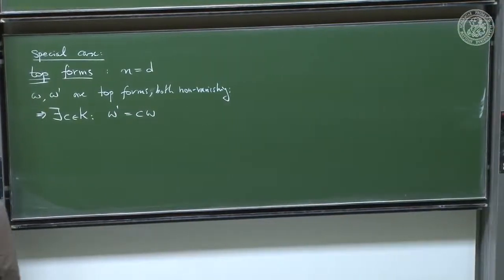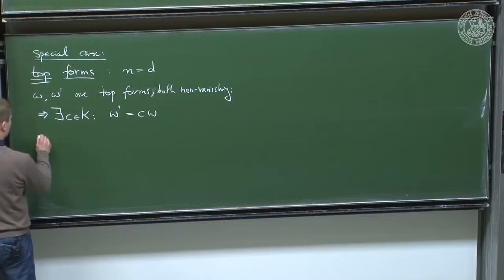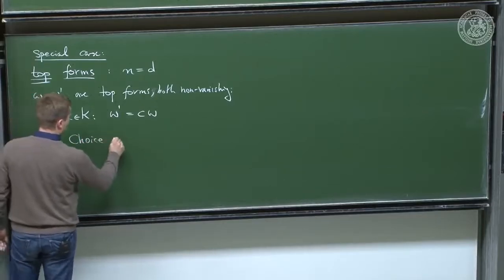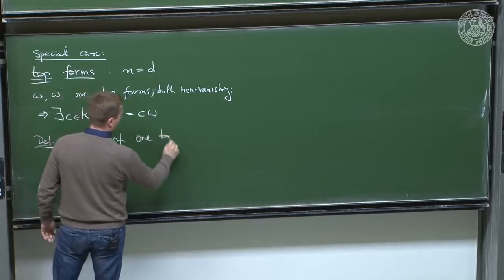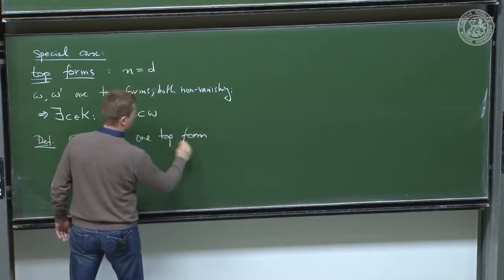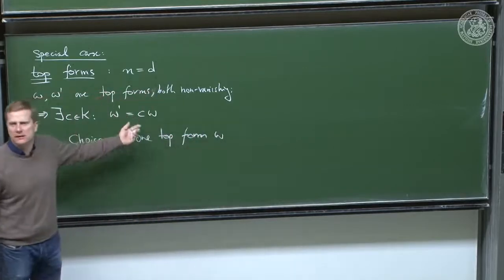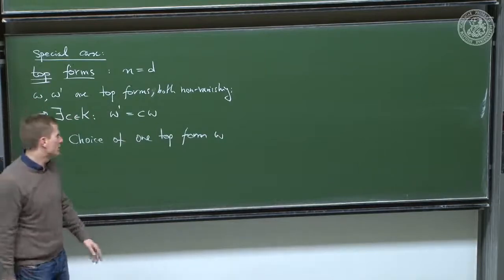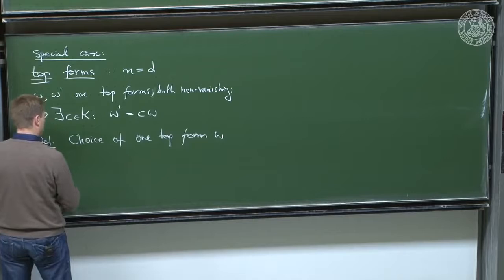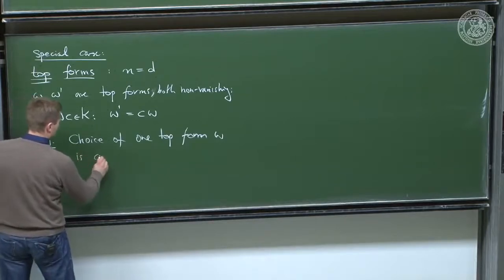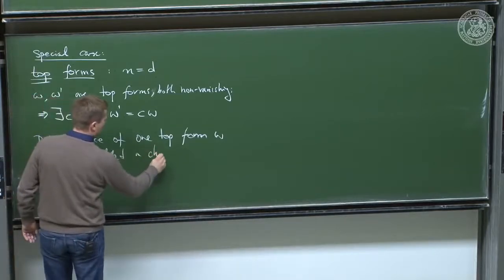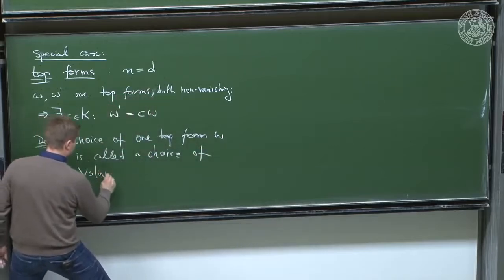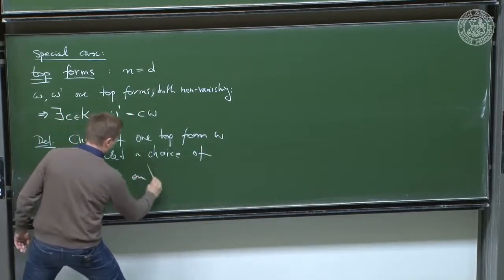Okay, so definition: choice of one top form, omega. And you see the choice isn't big. You can choose one, another one is 5 times the one you chose. It's not a big choice. Choice of one top form is called a choice of volume form, of volume on the vector space.